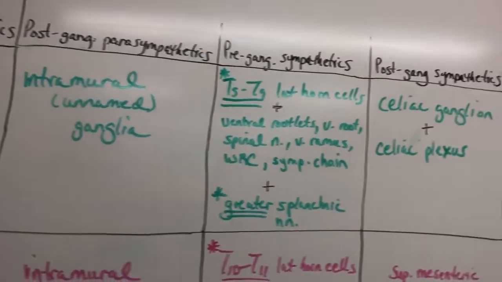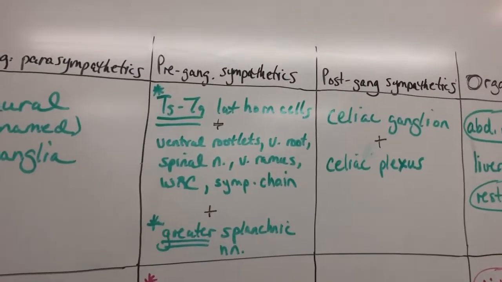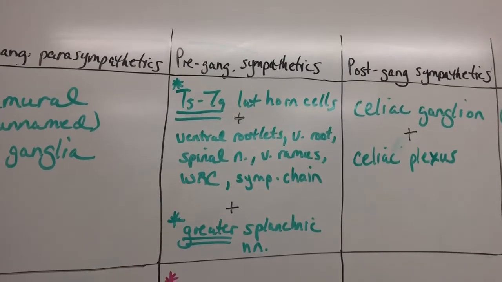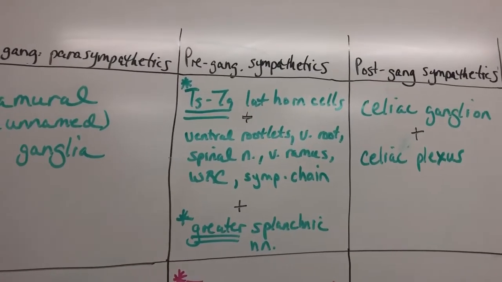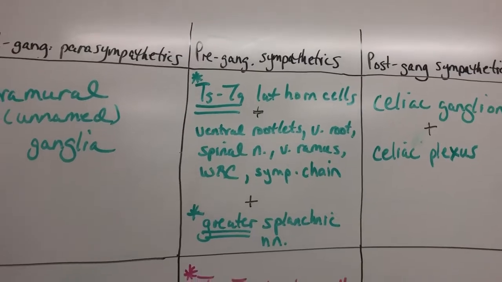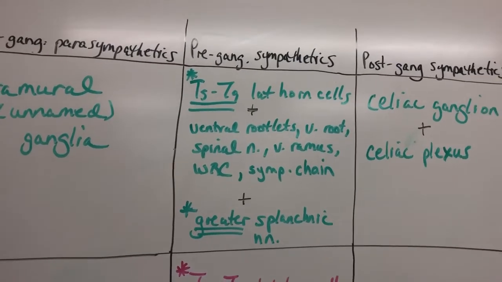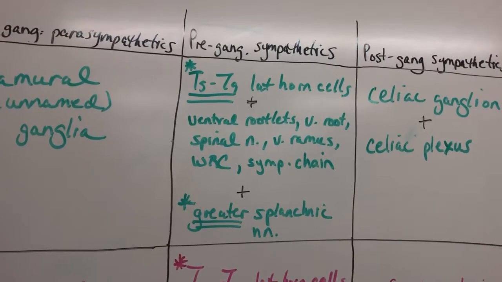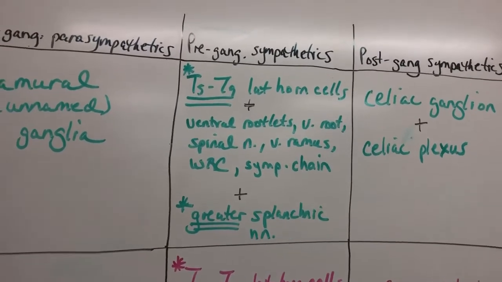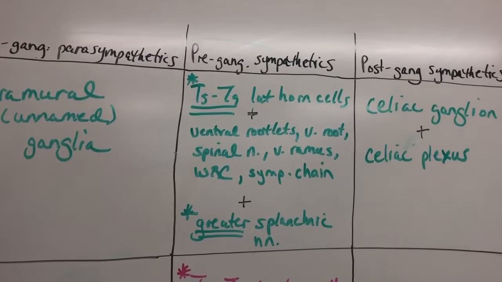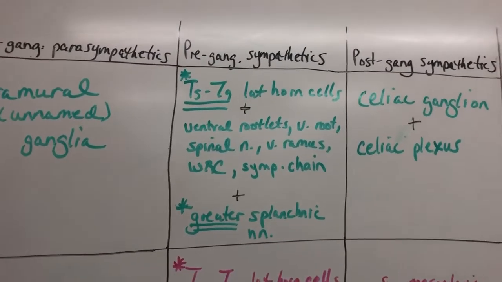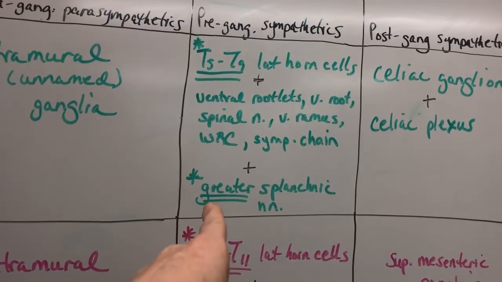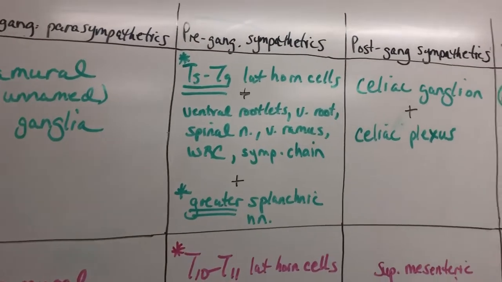To stop digestion, we use the sympathetic pathway. This sympathetic pathway starts at a nucleus, like all autonomics do. This nucleus is called lateral horn cells, and they're from T5 to T9 for the foregut. They then travel on ventral rootlets, a ventral root, a spinal nerve, a ventral ramus, a white ramus communicans, and then the sympathetic chain, where they do not synapse. They will leave via the greater splanchnic nerves, which are preganglionic sympathetics.